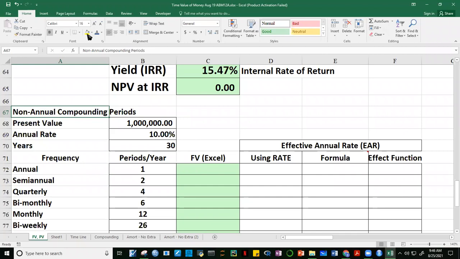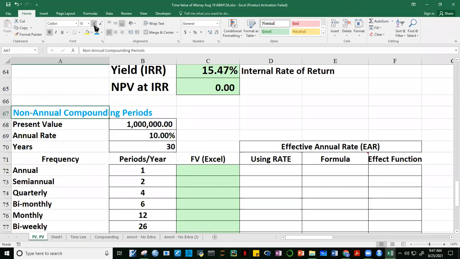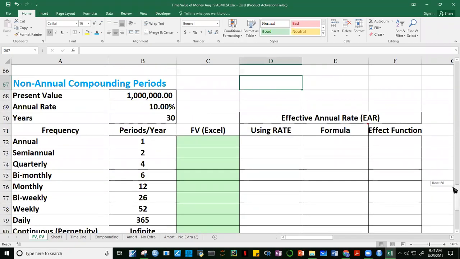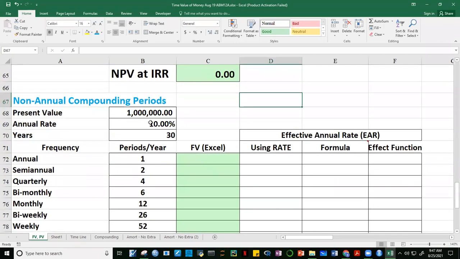So we have here cases of non-annual compounding periods. Ano yung non-annual compounding periods? Ibig sabihin yan, ilang beses kinocompute yung interest per year. Okay. So how much, for example, will be 1 million at 10% interest in 30 years time?